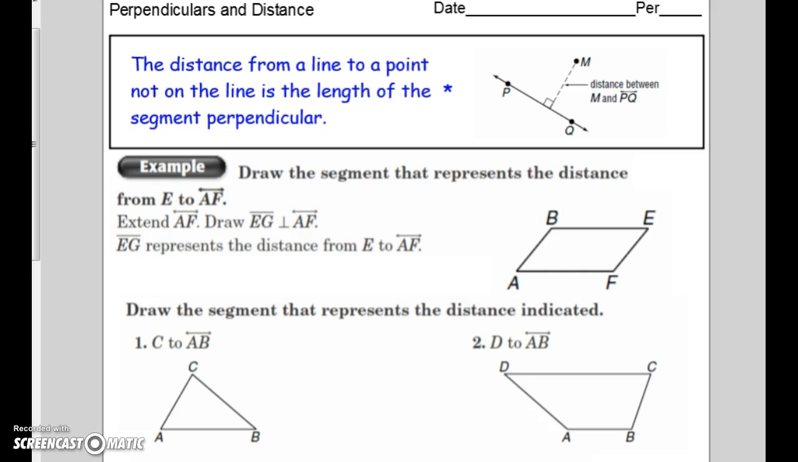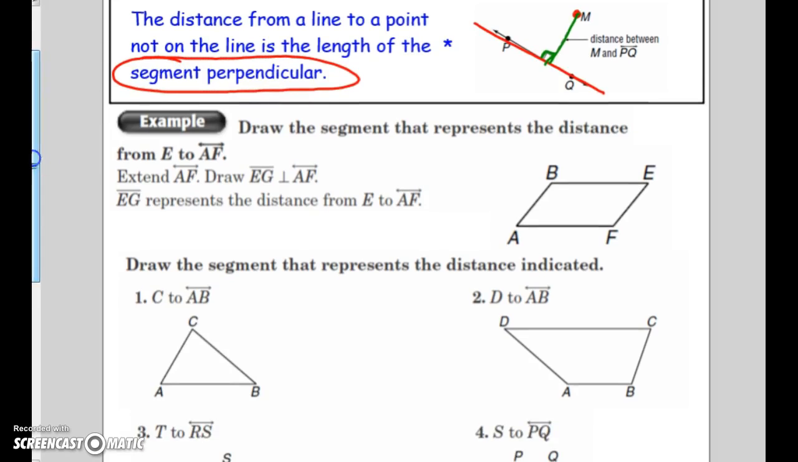Same thing here. When you're trying to find the distance from a point to a line, you have to have a segment that's perpendicular. So what they're giving you is a point and a line, and what you need to create is the line that's perpendicular to this line right here. So your perpendicular, your 90 degrees, is right at the line, and it's going to go through that other point. So right here, looking at this first example, it wants to go from E to line AF.